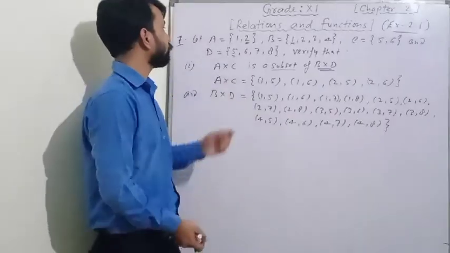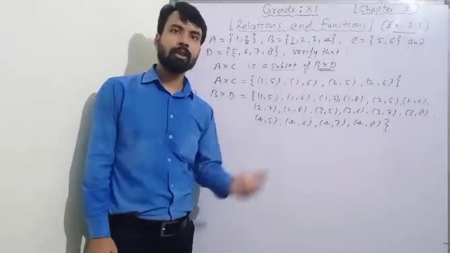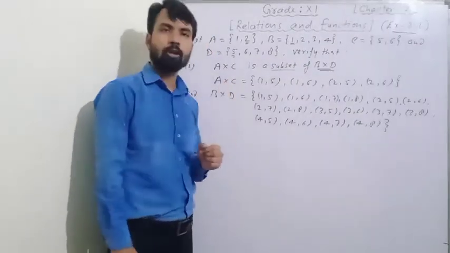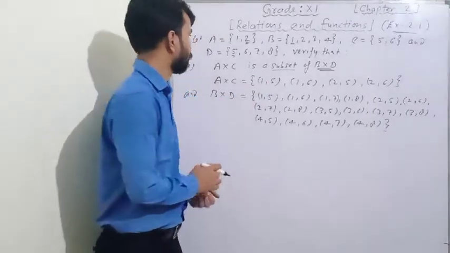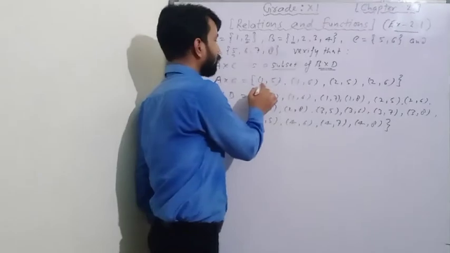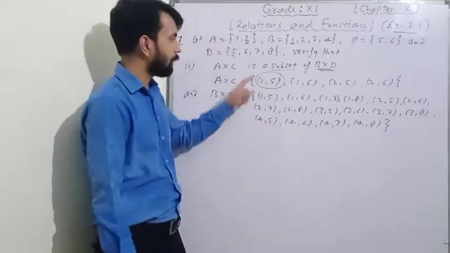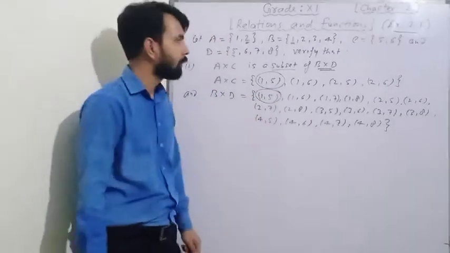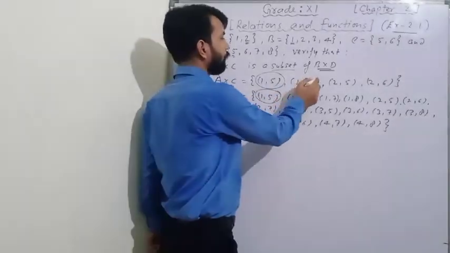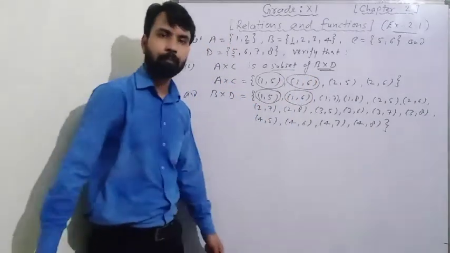Now we have to verify A cross C is a subset of B cross D. So the condition will be all the elements of A cross C should be present in B cross D. So let's check. The very first element of A cross C is 1, 5. Is it present in this? Yes, it is present here, 1, 5. Second element of A cross C is 1, 6. It is also present here in B cross D.